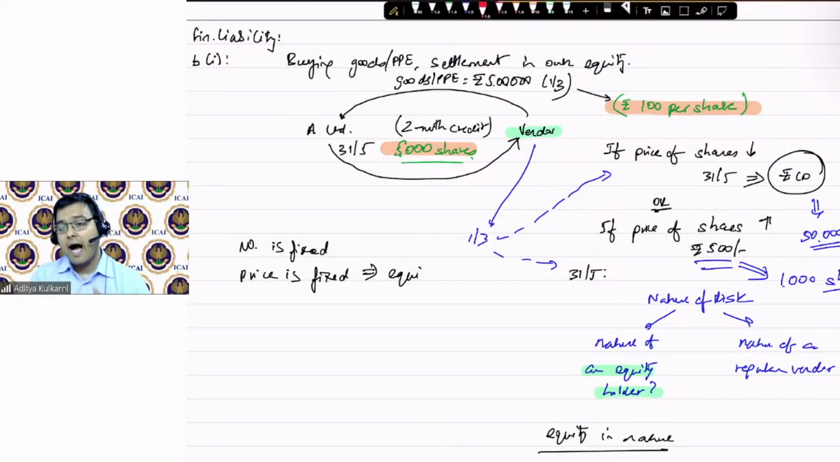So he says, I don't want to be subjected to your price fluctuations. Your price goes up or down, what is that to me? I have supplied you goods of 5 lakhs. You want to make payment in shares? Please make payment in shares. But the number of shares, I am not deciding on 1st March. I will decide on 31st May, depending on your market price.